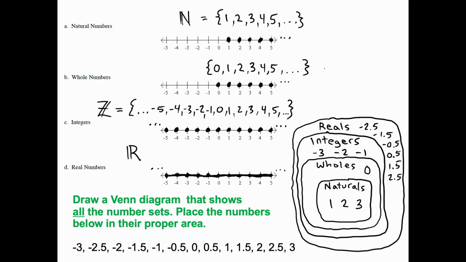Is there a number that would go outside the real bubble? That's an interesting question to consider. It would not be real. And there is one that I can put out there that we'll see in a future video. It's the imaginary number, i. It can't go inside the real bubble because it's not real. It's imaginary.